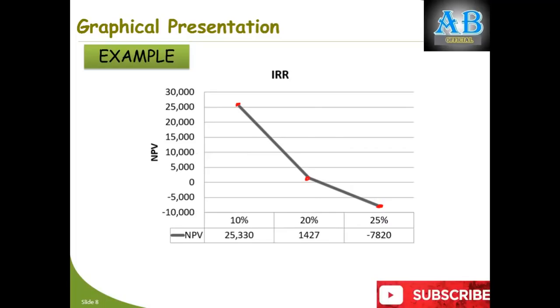Now, where your graph will intersect with the cost of capital x-axis, that is the point where your NPV is 0, and the relevant cost of capital is your IRR, which is above 20% but below 25%, and it's approximately 22 point something, and this is the IRR point. This is the graphical presentation of your IRR data.